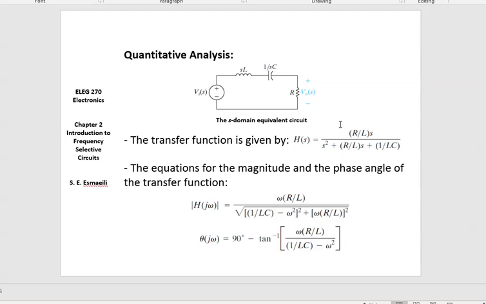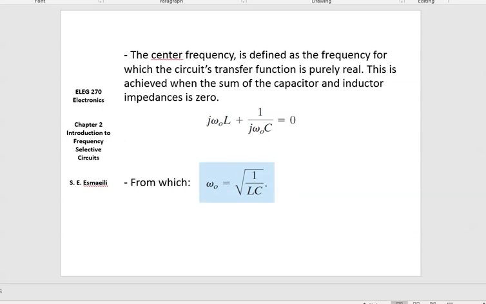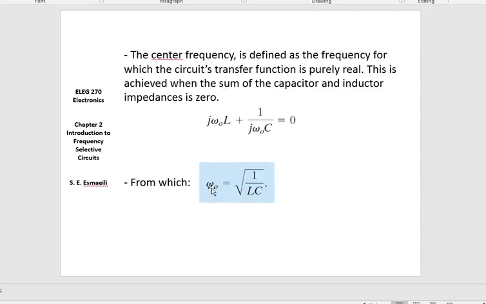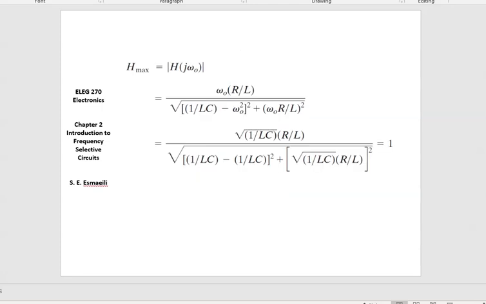So after putting them together, we're going to find out that in order to fulfill this requirement, your omega naught will be the square root of 1 over LC. This is your center frequency, okay? In an RLC circuit, your omega naught is going to be the square root of 1 over LC.